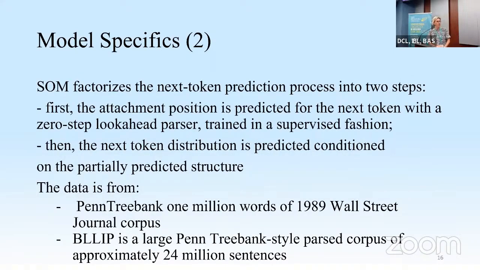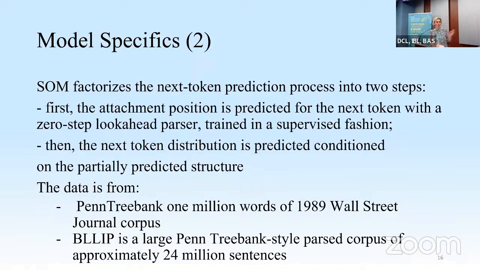Okay, so what does it do next? It factorizes the next token prediction into two steps. How it predicts the next token: first, the attachment position is predicted for the next token with some zero-step look-ahead parser. I'm not a specialist in parsers, but obviously we should have one in order to apply this technique, trained in a supervised fashion, and then the next token distribution is predicted from the partially predicted structure. Okay, so from the partial knowledge, we want to get the full tree.